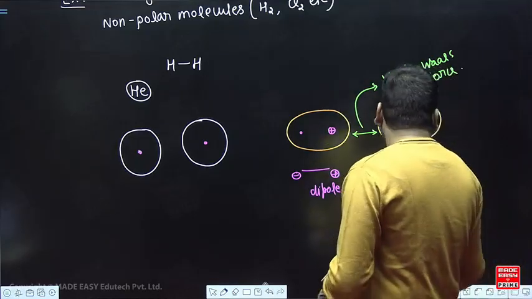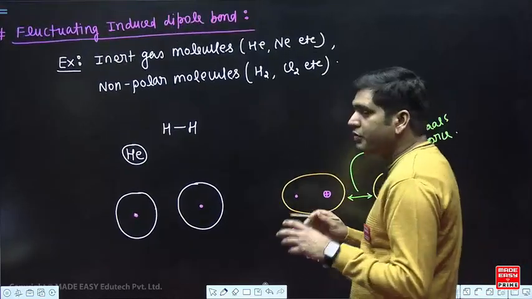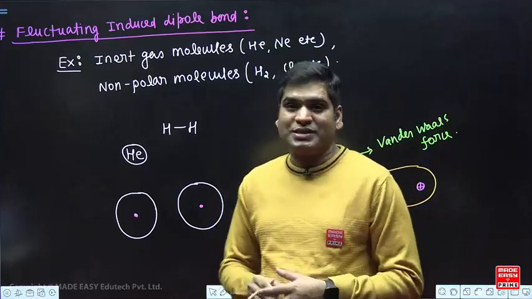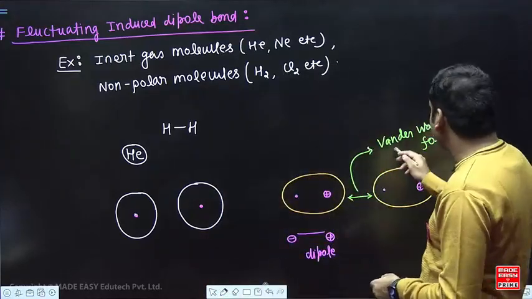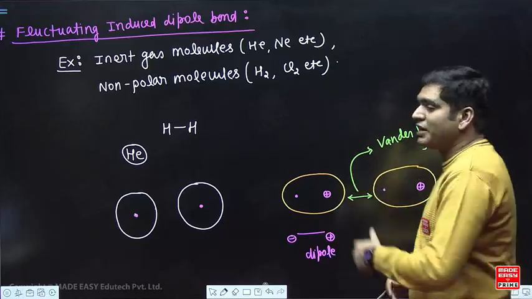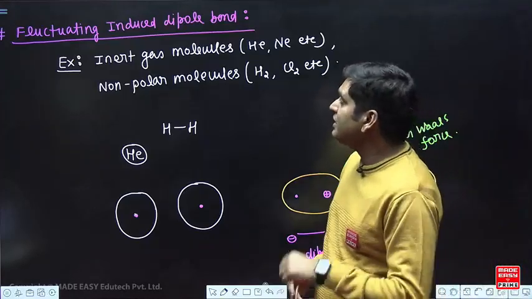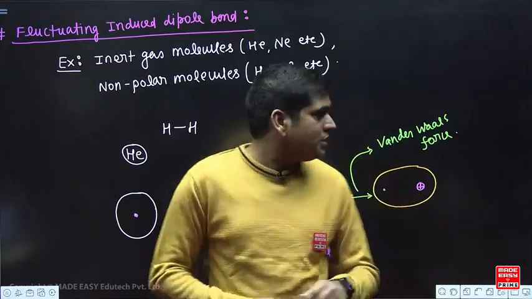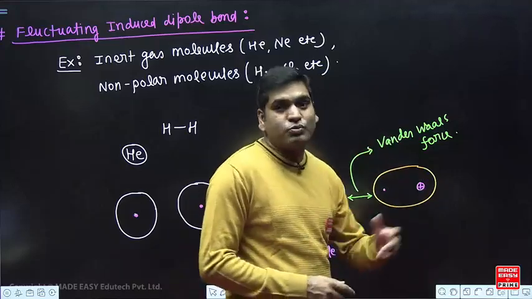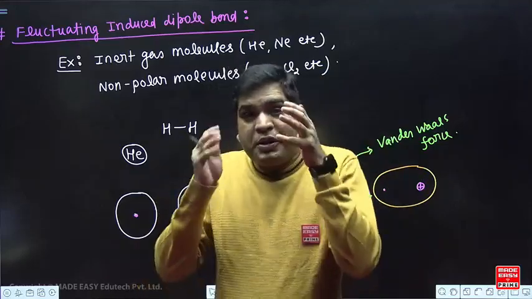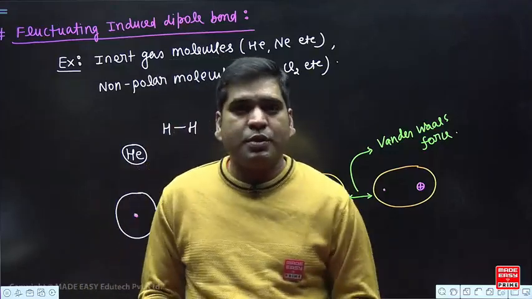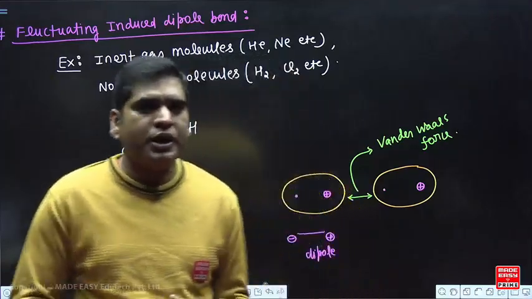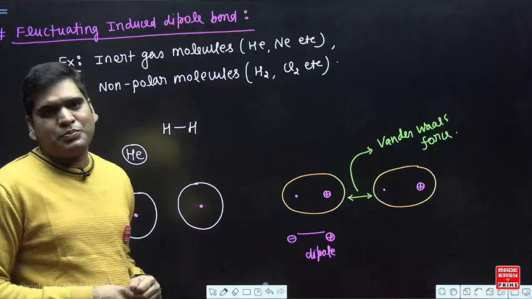Such a secondary bond between two inert gases, which are chemically inactive elements. The bond between these chemically inactive elements is a secondary bond, which is called a fluctuating induced dipole bond, or van der Waals force, or van der Waals bond. So between chemically inactive elements like inert gases, we can have only one type of bonding, and that is van der Waals bonding.